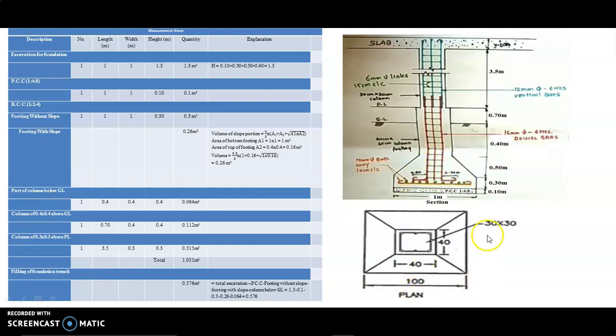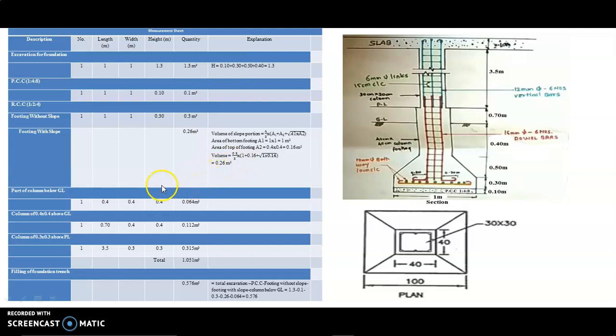So a1 is 1 into 1, so area is 1 meter square. And for top, you see that the top part is 40 centimeter by 40 centimeter, means 0.4 meter by 0.4 meter. So top area is 0.4 into 0.4, 0.16 meter square. We get both areas, bottom and top. We put these values in our formula and we get 0.26 meter cube as the answer for footing with the slope.